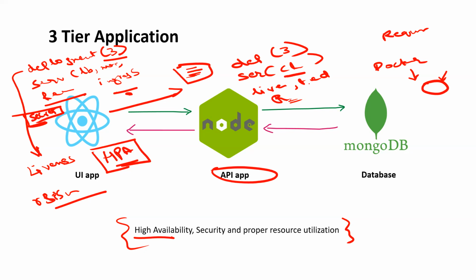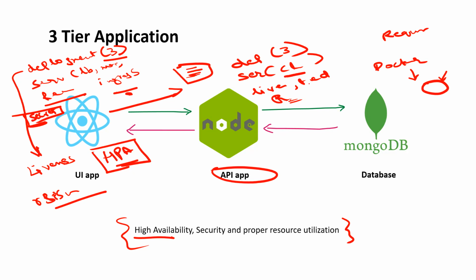And another object that I'm going to consider is HPA as well, because if the number of UI apps is increasing, obviously there will be so many requests to the API app. So there will be much load on the API layer also. So that's where I'll consider using HPA for this API app also. So whenever there is a load, the UI app will increase the number of pods and the API app will also increase the number of pods.